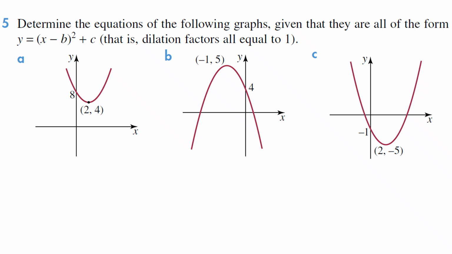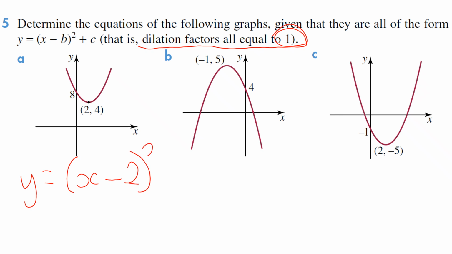These questions, we're working backwards from that. We're being told that our dilation factors are all 1, and we have to work out what the equation is. So we look at A. We can see it's right way up. So it's going to be y equals (x minus 2) all squared plus 4, because they've given us the coordinates of the turning point, and we are going to insert those into the equation.